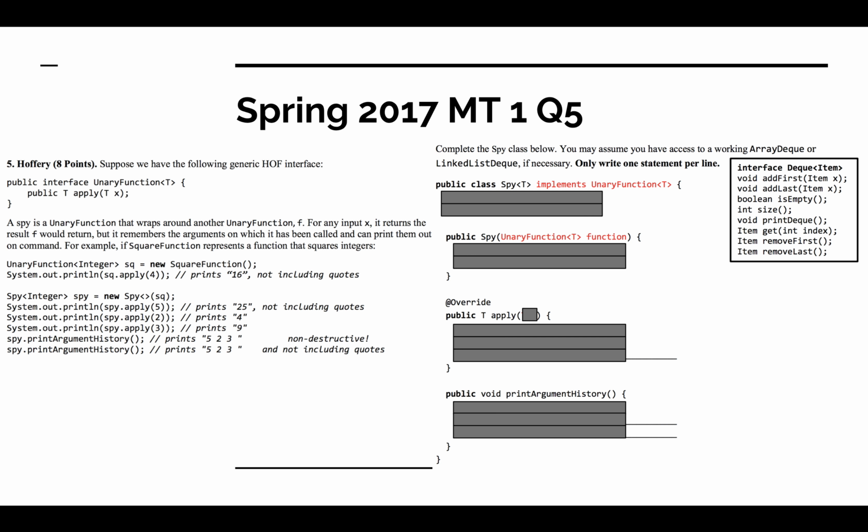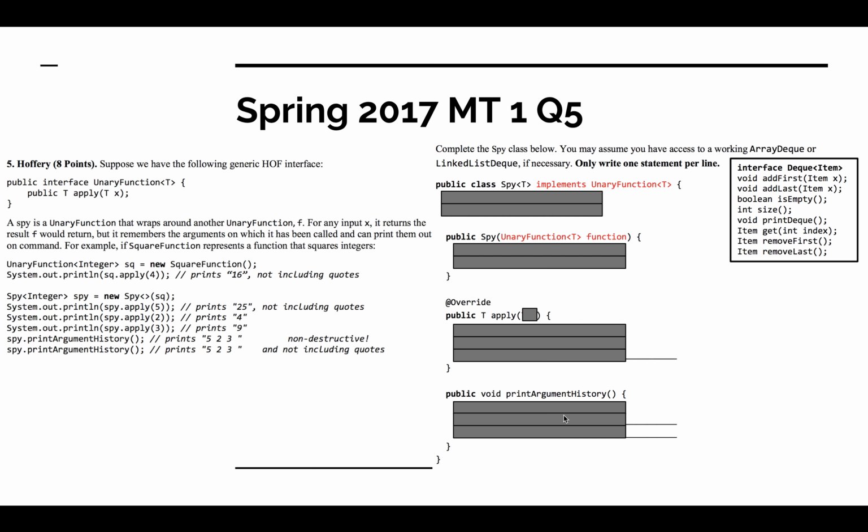So how does the apply function work? How is it different from the unary function's apply function? Is there a difference? Yeah, it remembers the arguments. But in terms of what the apply function returns, do they return the same thing or different things? No, they return the same thing. So we know that apply can run basically the same way as the function, so we can just call function's apply.